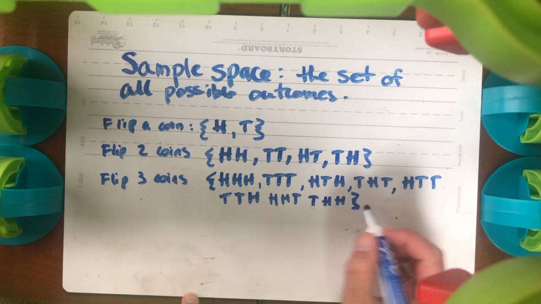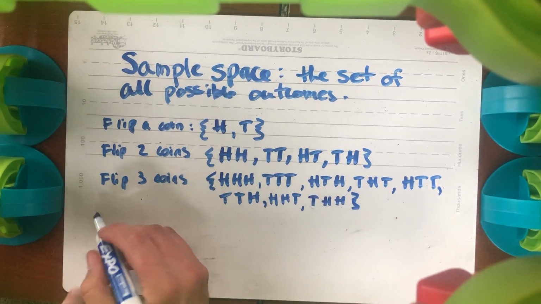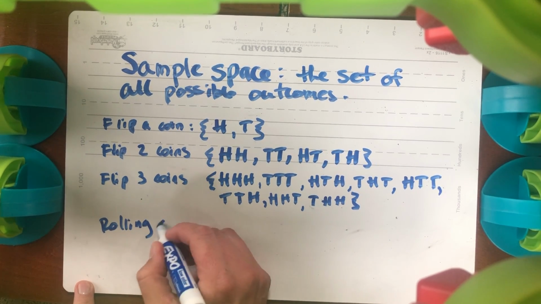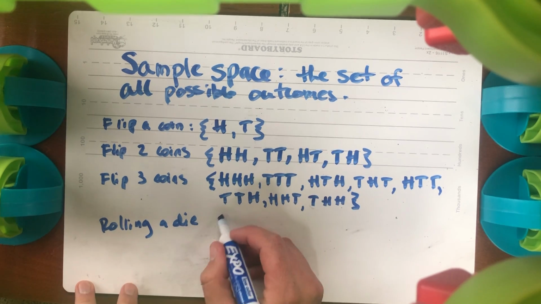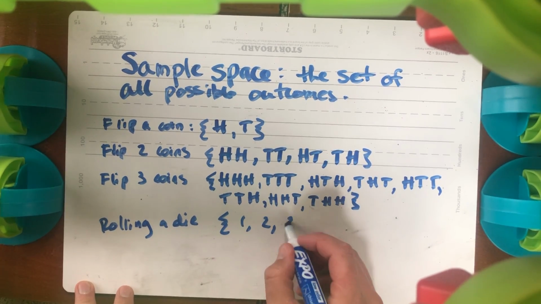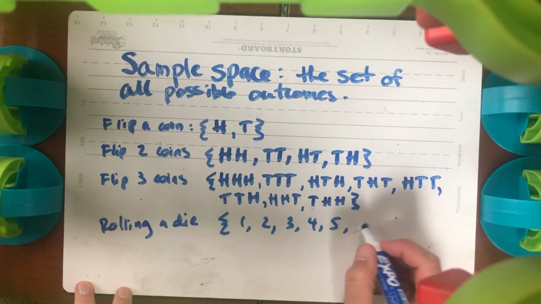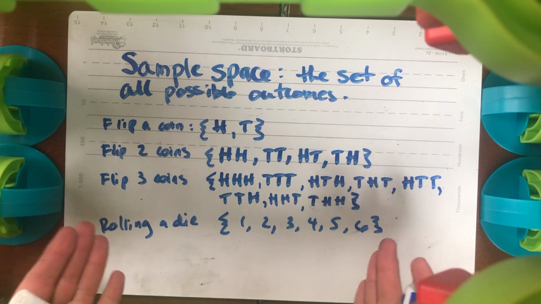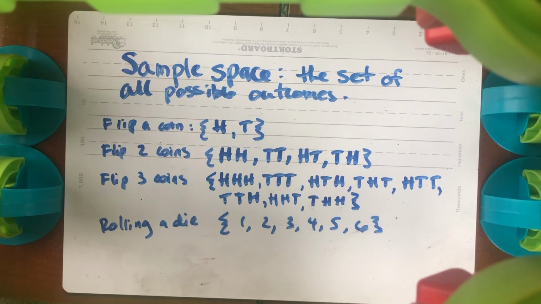Those 8 items. Let's try something different. How about rolling a die? Well, on a die we can get a 1 or a 2 or a 3 or a 4 or a 5 or a 6. And that's it. So those 6 items are our sample space. So the sample space helps you generate how many different outcomes are possible in an experiment.